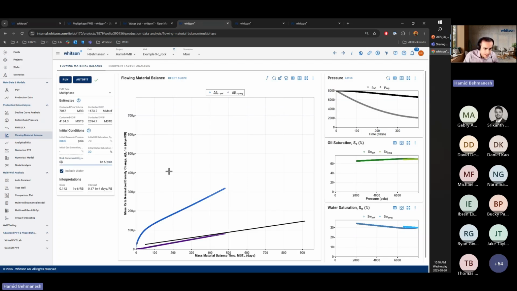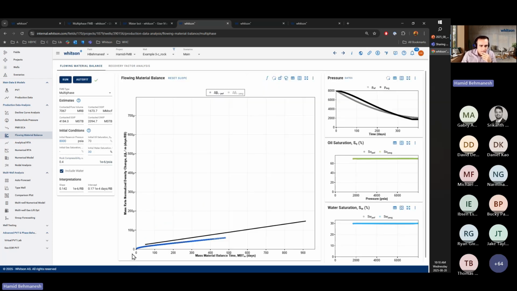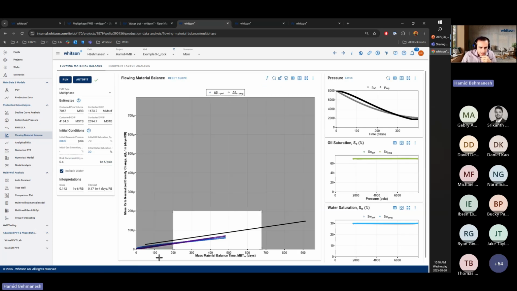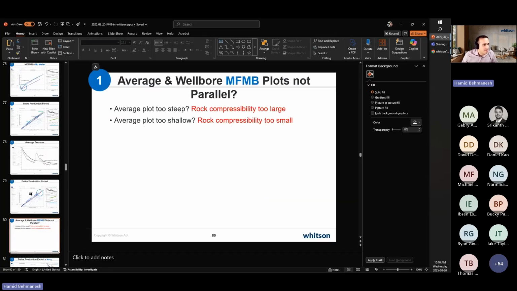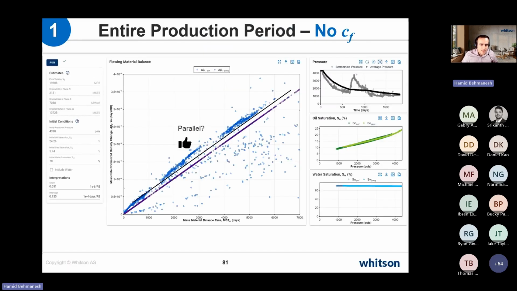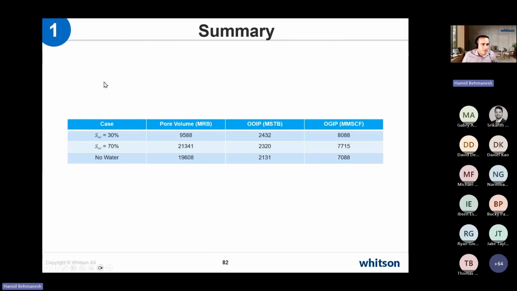I'm going to drastically change the compressibility of the rock. The original compressibility is 4. Now one tenth of that is 0.4. Running one more time, I'm going to show you how the slope is changing. So this is definitely showing a different slope and crossing each other. So this is how the compressibility would impact it. And let's move ahead. These are the summary of the case.